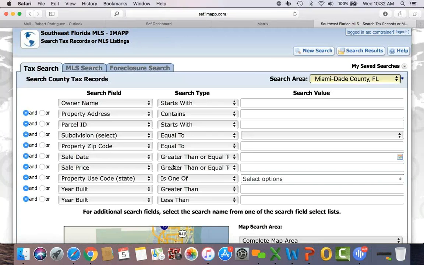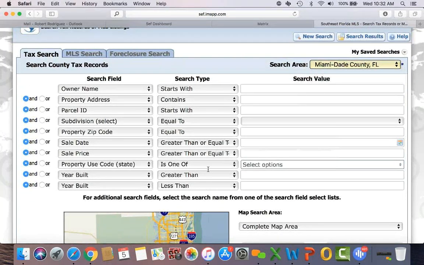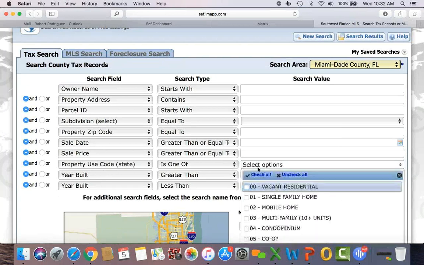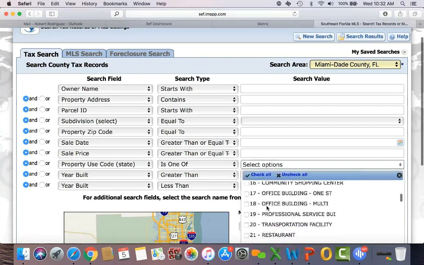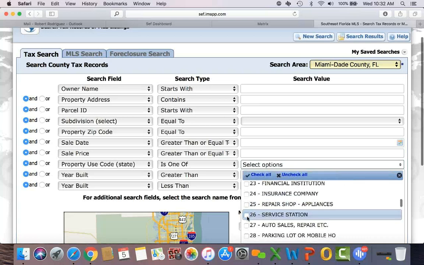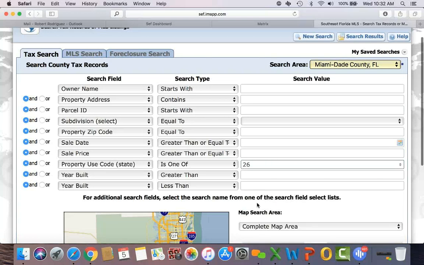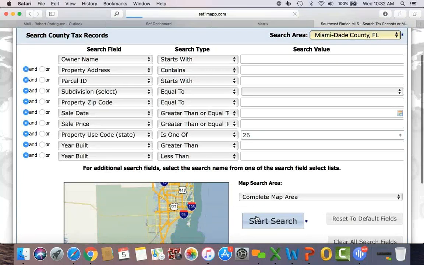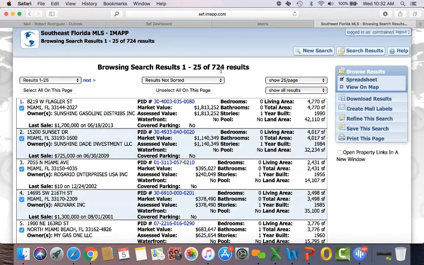If we wanted to know how many gas stations, for example, are in Miami-Dade County, you can always open up that property use and look for service station. Service station is number 26. So if you wanted to know how many gas stations or service stations are in Miami-Dade County, you're going to simply hit Start Search, and the number is 724. That's 724 gas stations that you can look up in all of Miami-Dade County, or basically use your zip codes or city to look up more specific results.